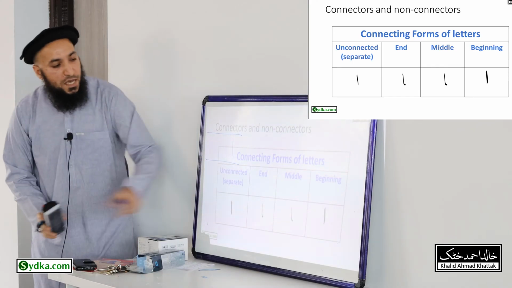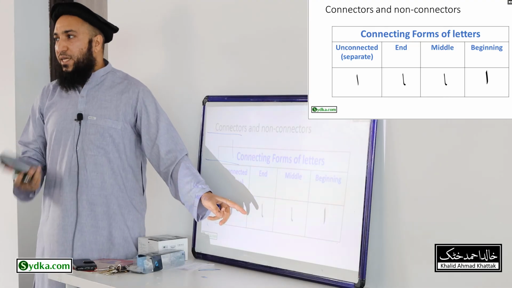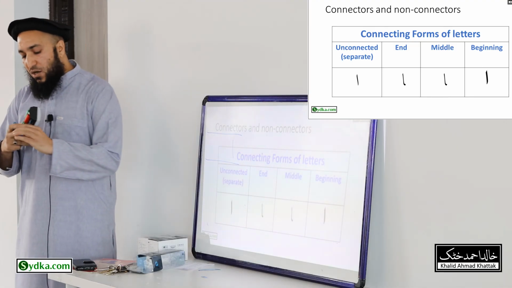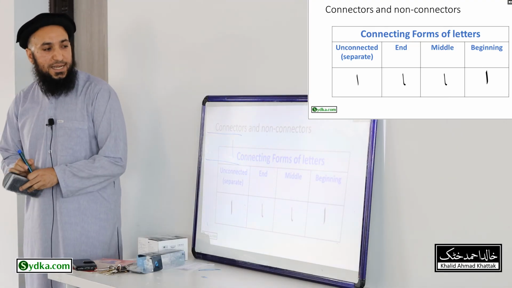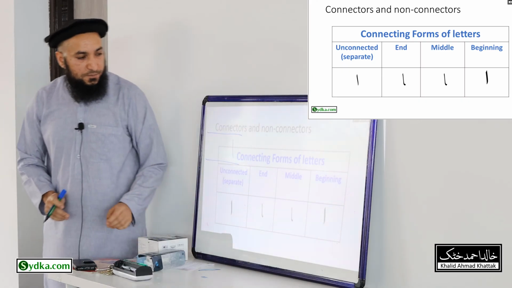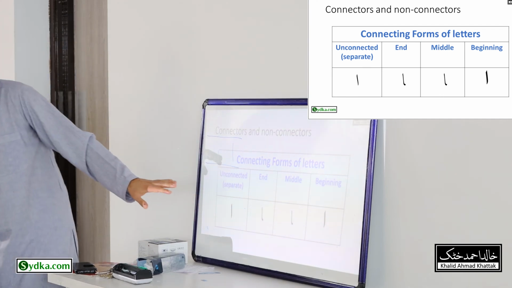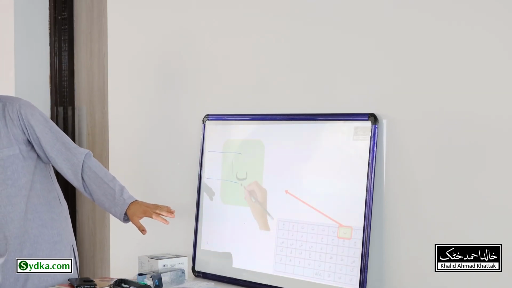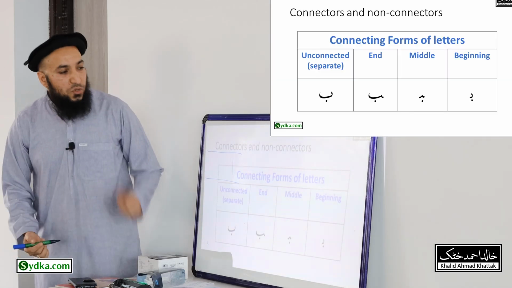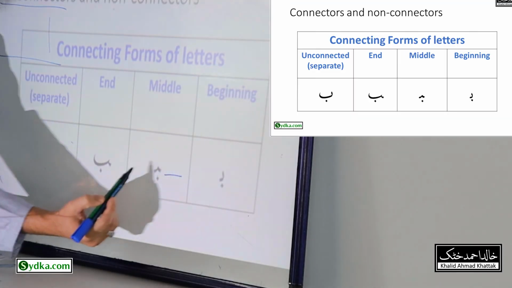That's the beginning. If it's in the middle, so is this a connector or non-connector? So we have to define connector or non-connector. Connectors are those letters where you can connect something before it or after it. So this is a non-connector, so it's not a good example. I'll give you the next one. This is a connector. I'll give you this example.